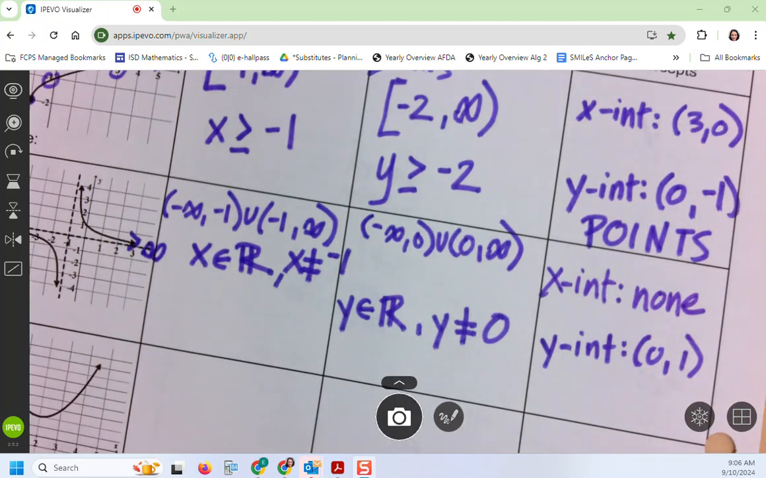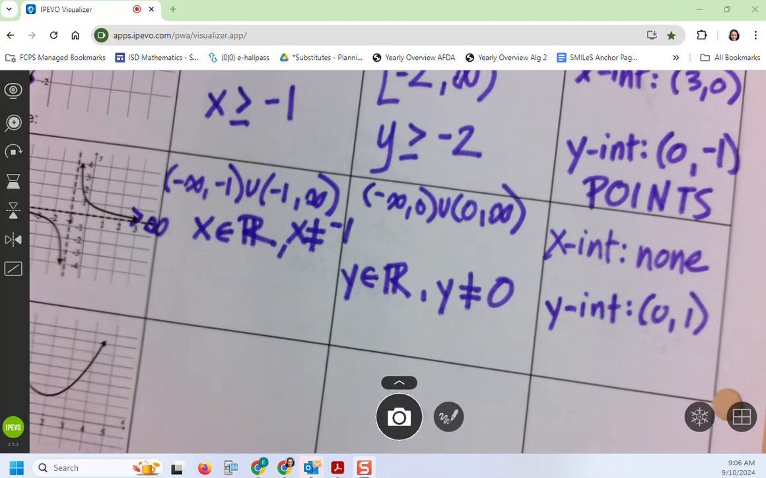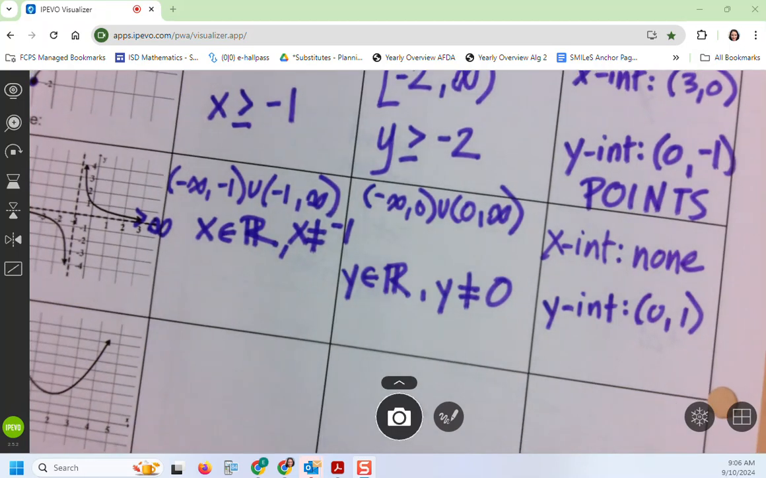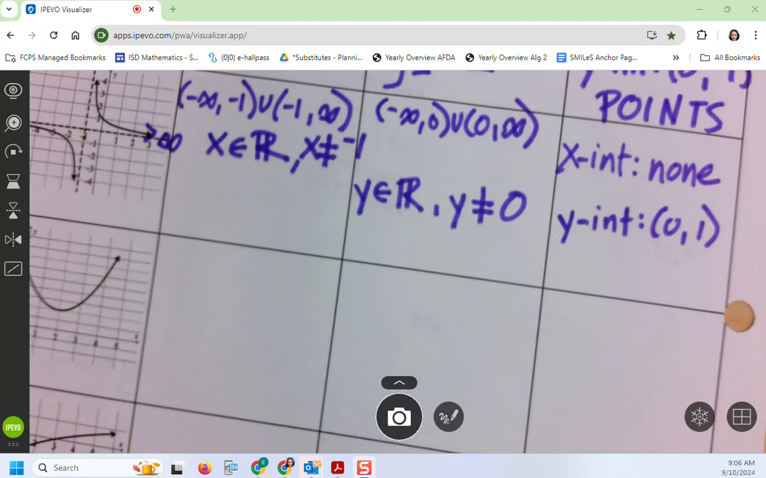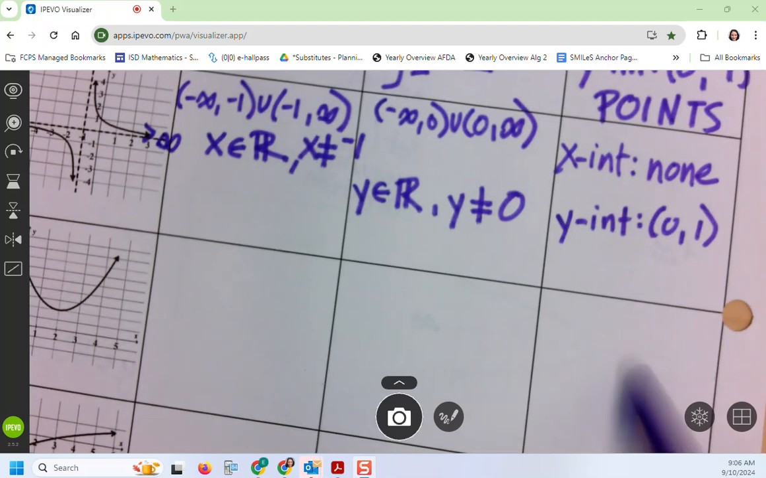If you are really, really stuck, follow the advice of some of your neighbors and do the intercepts first, because those are just points. Then you can try the domain and range. I think we did the hardest one already. I think the rational was the hardest.